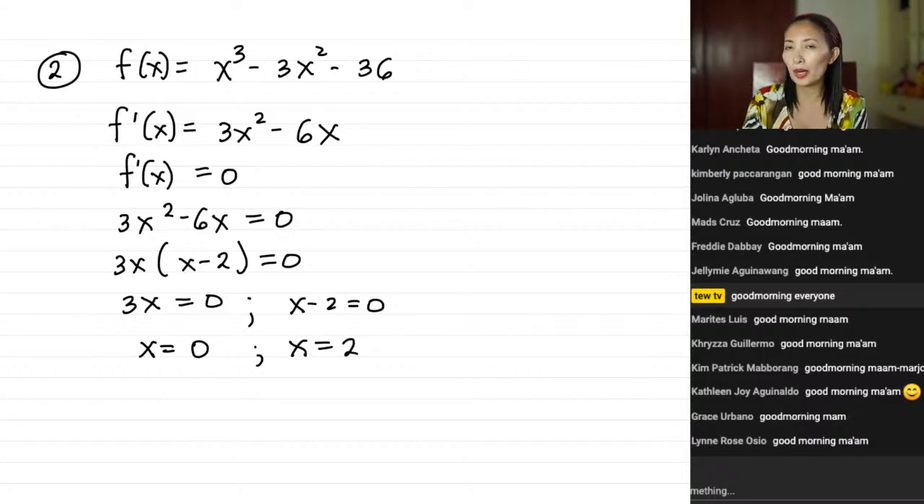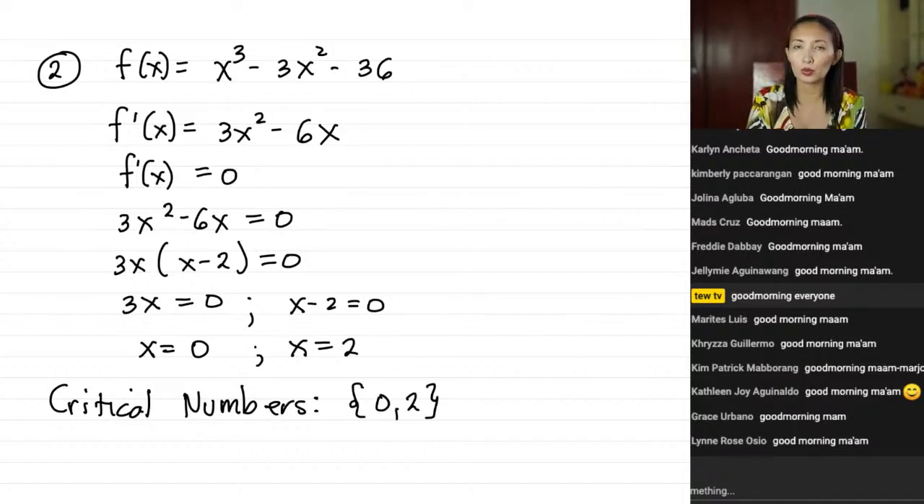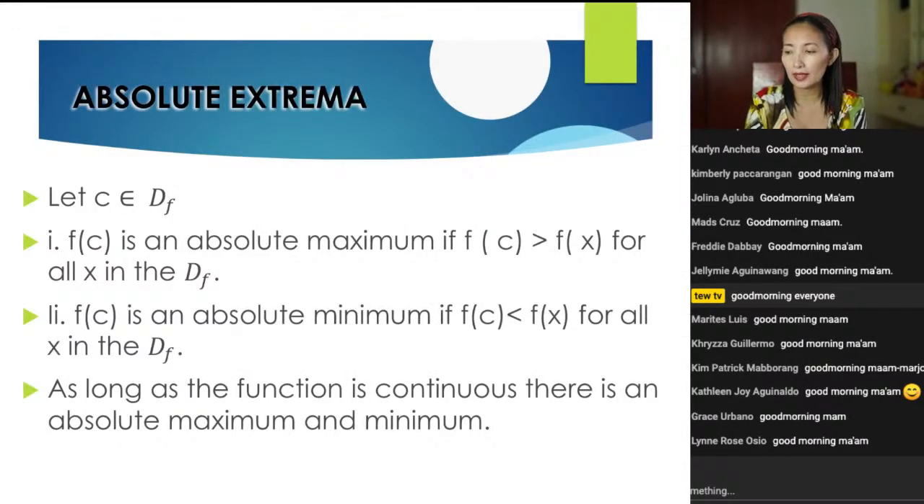So for problem number 2, how many critical numbers are there? Critical value is different. Critical numbers. We have identified 2 critical numbers for number 2. These are 0 and 2. You'll find the significance of critical numbers in the next slides. Now, we proceed to the next.